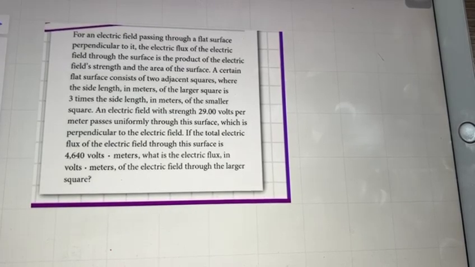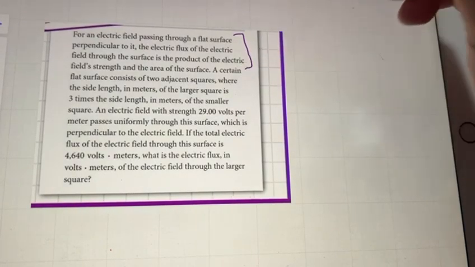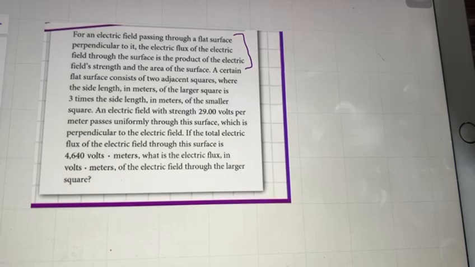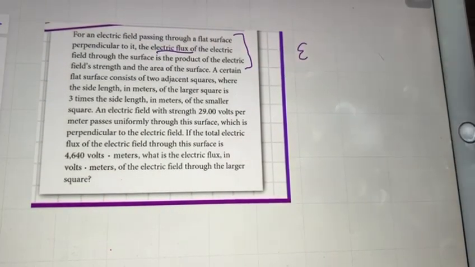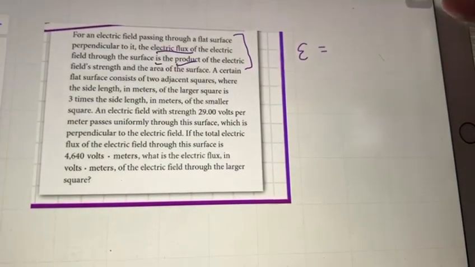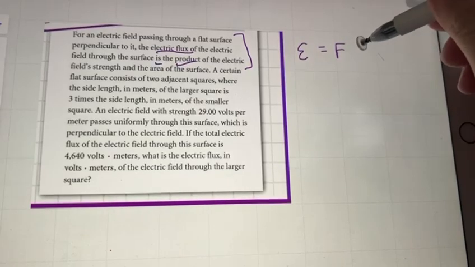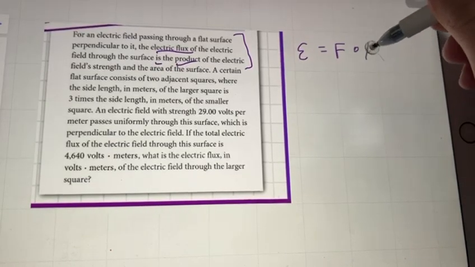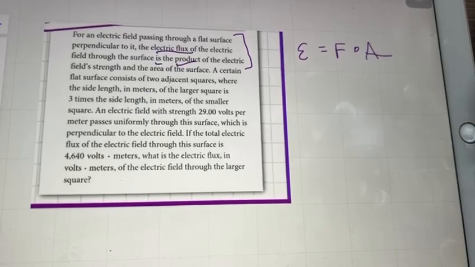This is an absolutely bonkers question. Luckily, we can break it down pretty well if we create an equation in the first step. I'm going to take all of the words that I learned in here and just put them into an equation. The electric flux, which I'm going to call epsilon, is the product of the electric field strength, which I'll call F, times the area of the surface, which I'll call A. So I already have my equation: epsilon equals F times A.